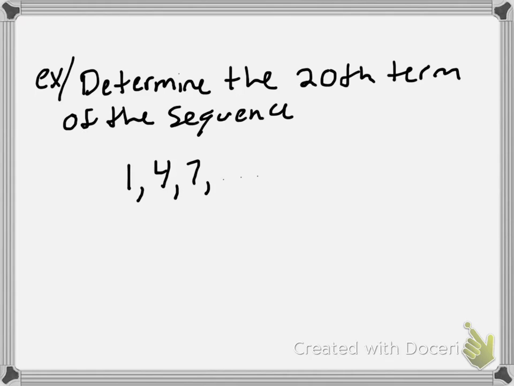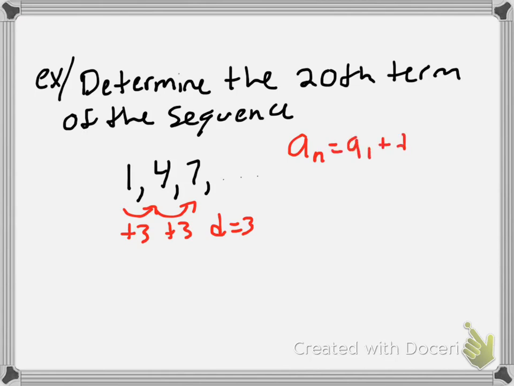So the first thing we want to do is look at this and see what kind of sequence we have. Are we adding something each time, or are we subtracting? Going from 1 to 4 and 4 to 7, hopefully it's pretty easy to see that we're adding 3 every time. So I have a common difference of 3. Now I'm going to start doing my arithmetic. My explicit arithmetic function is a of n equals a of 1 plus my common difference times n minus 1. We are looking for the 20th term, so this will be a of 20.